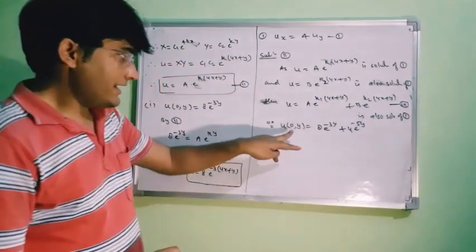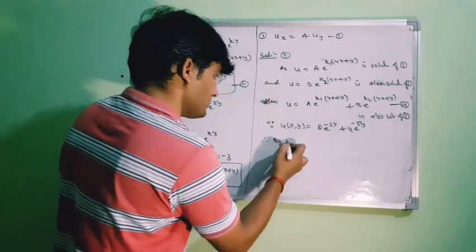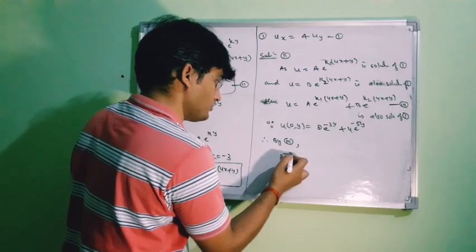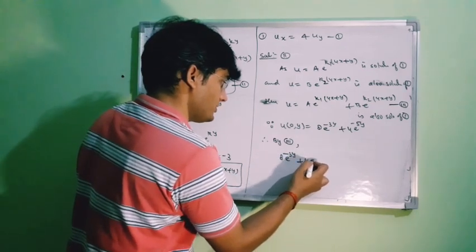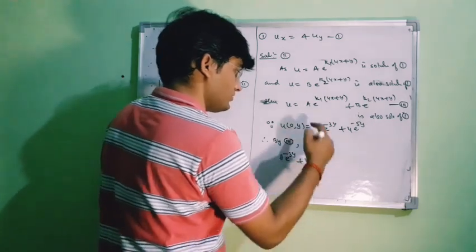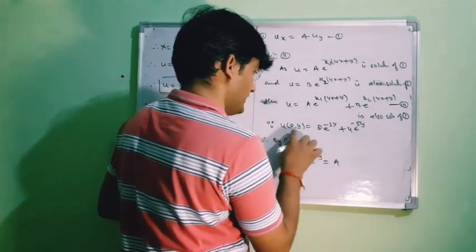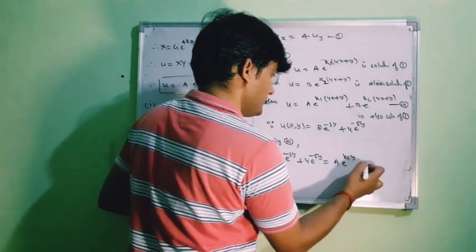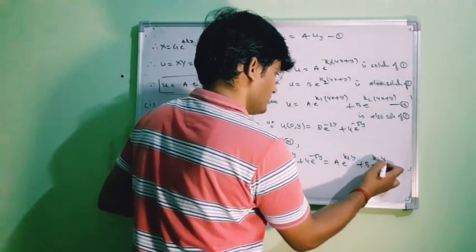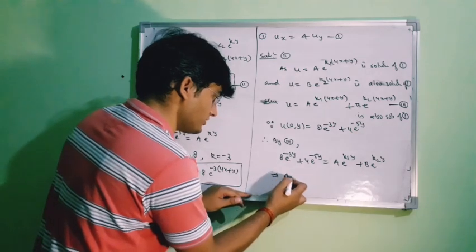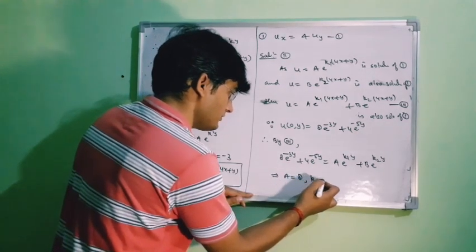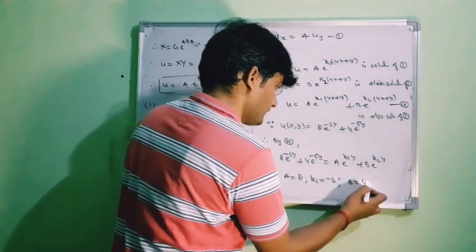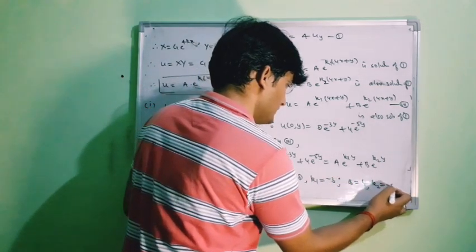Now if we put x equal to 0 here, then by equation number 3 we will have, in the left hand side, 8 e to power minus 3y plus 4 e to power minus 5y, and in the right hand side we will have a, as our x is 0, e to power k1y plus b e to power k2y. So from here you can see that our a is 8, k1 is minus 3, and b is 4 and k2 is minus 5.